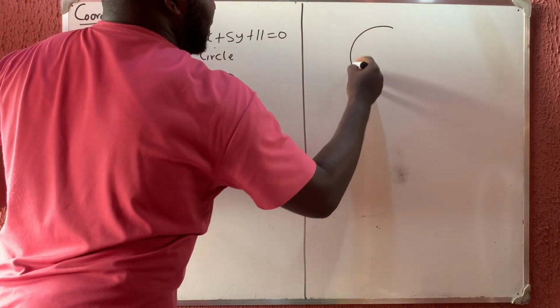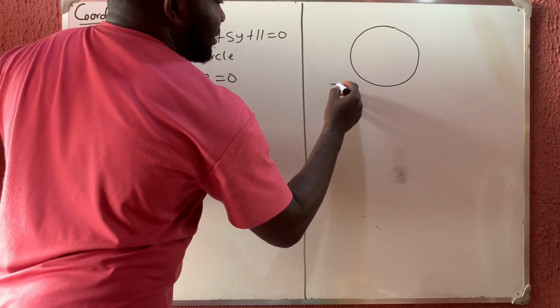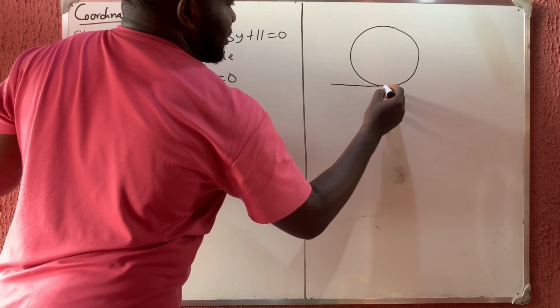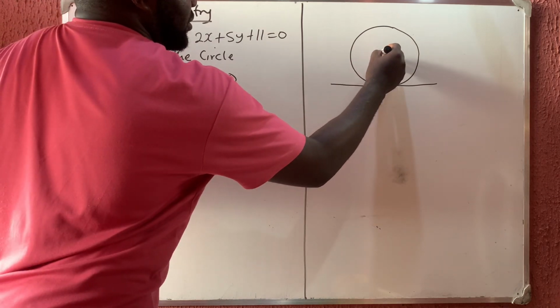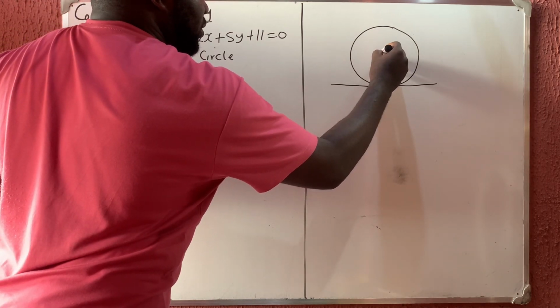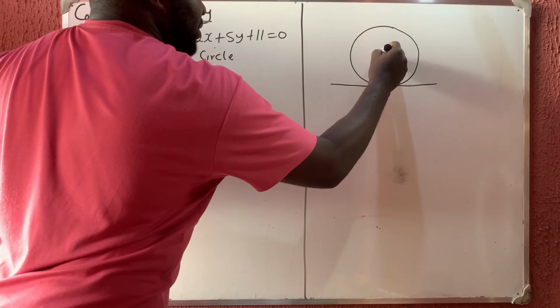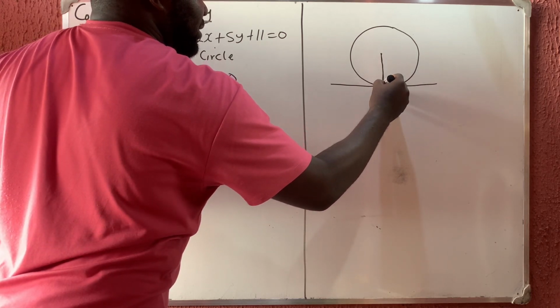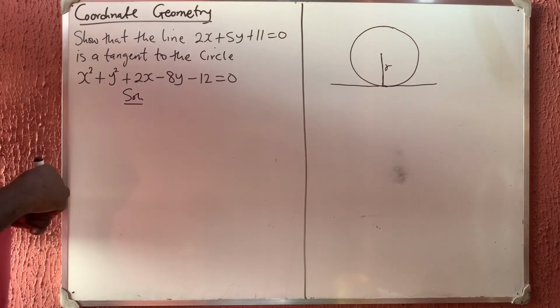Let's assume that this is a circle. Now if we have that this is a tangent to this circle, and this is the center of this circle, do you know that a line drawn from the center to that tangent is the same thing as the radius? Is it not true? Yes, it's the radius.